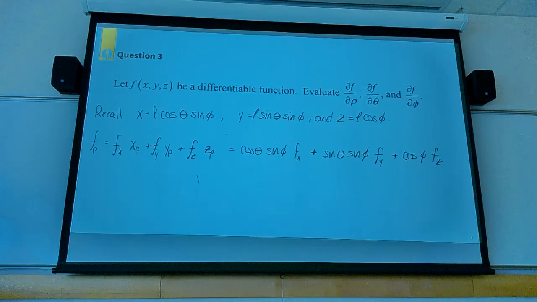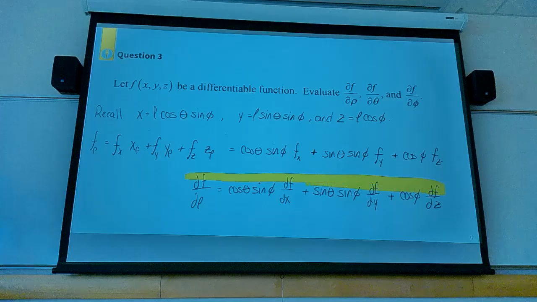So if I just write it out now using the partial notation, because that's what the problem asked for. There it is.